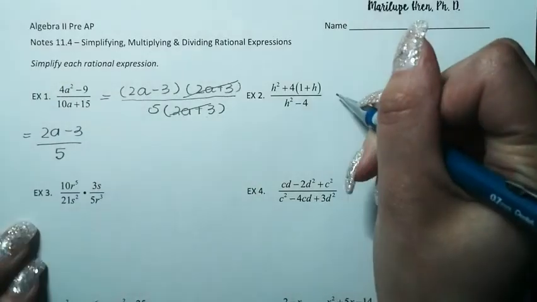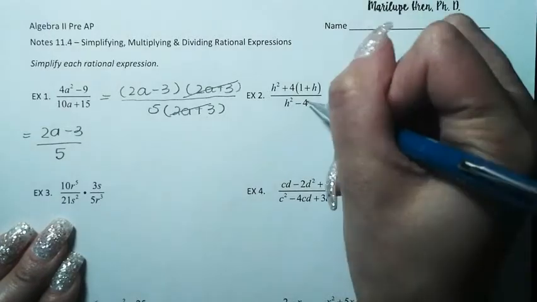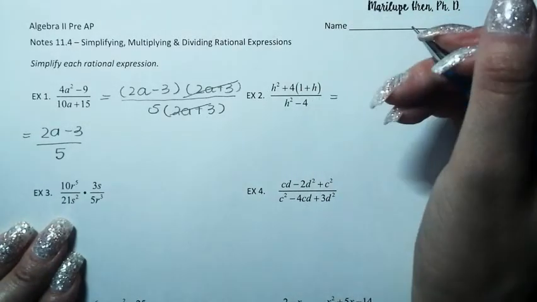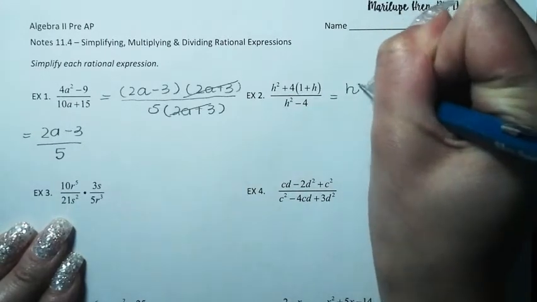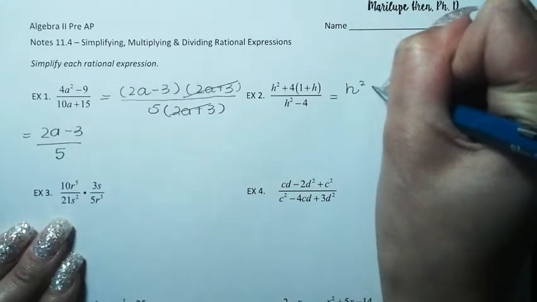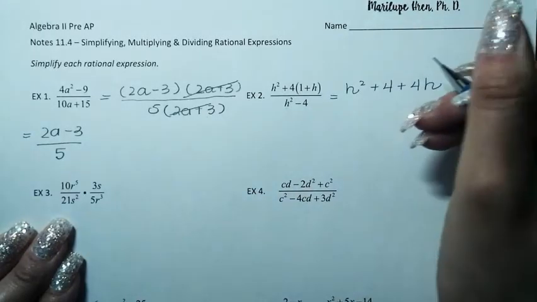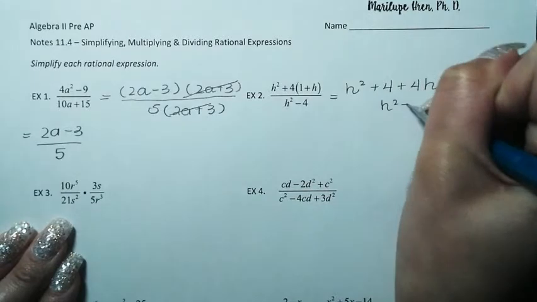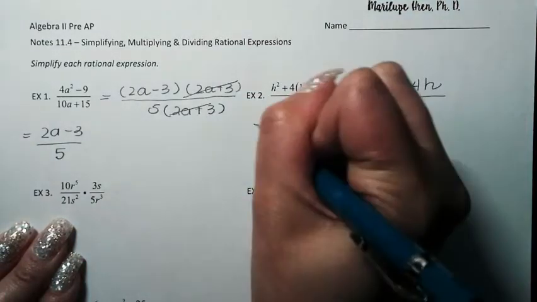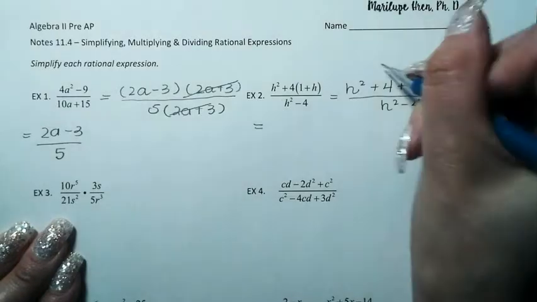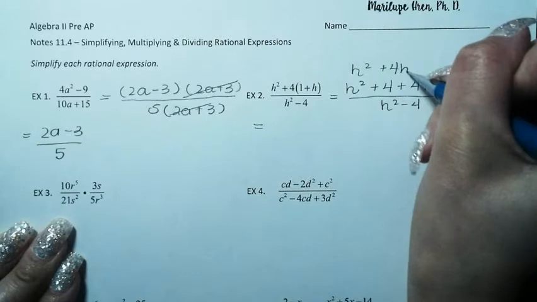Now let's move on to number 2. What you need to recognize here is, yes, the denominator has a pattern, but in the numerator you need to distribute that 4 first. So you have h squared plus 4 plus 4h. If we rearrange, it's easier. Actually, I would rearrange as h squared plus 4h plus 4.